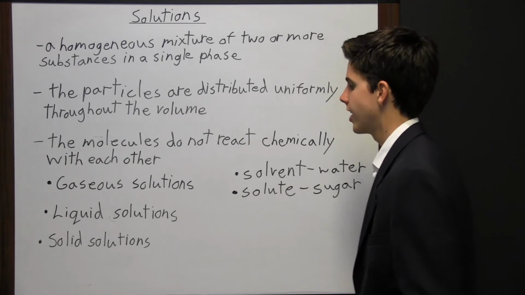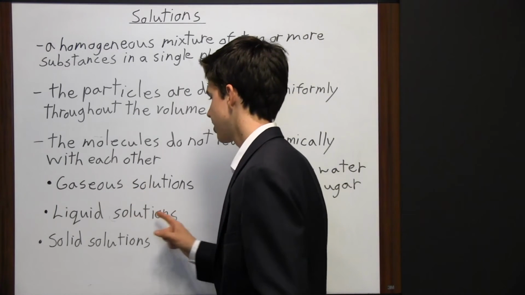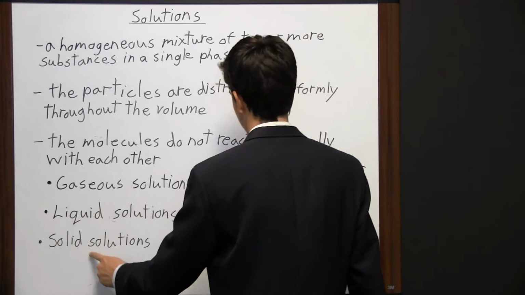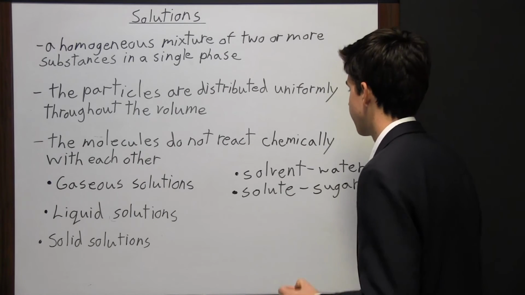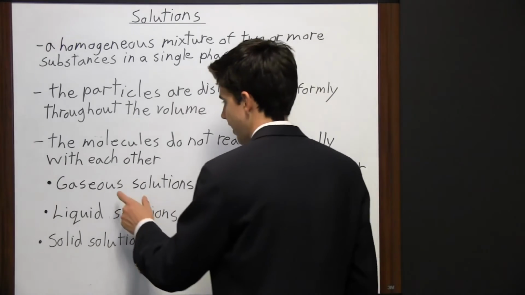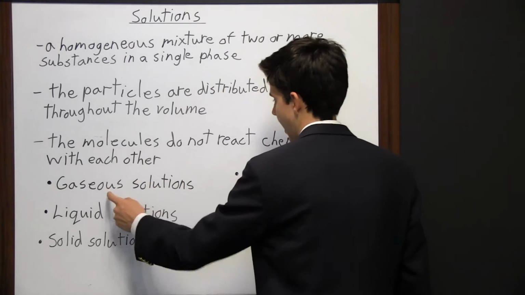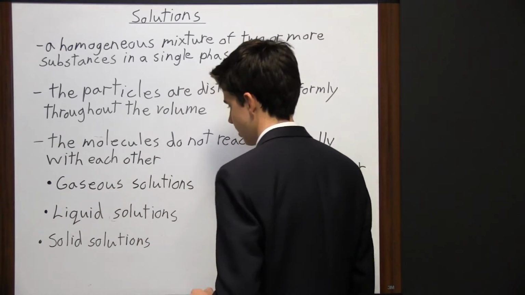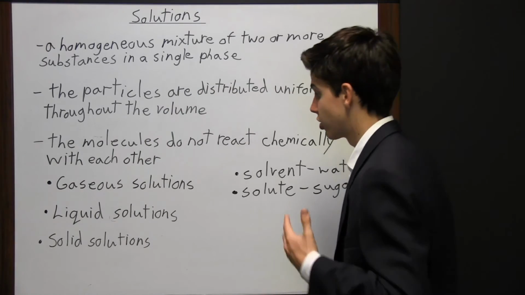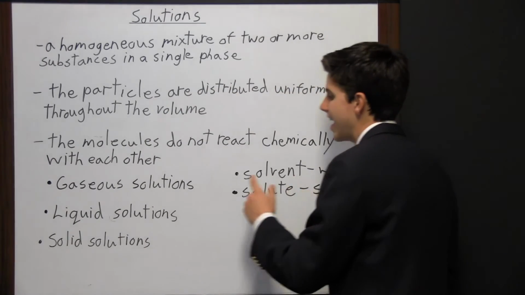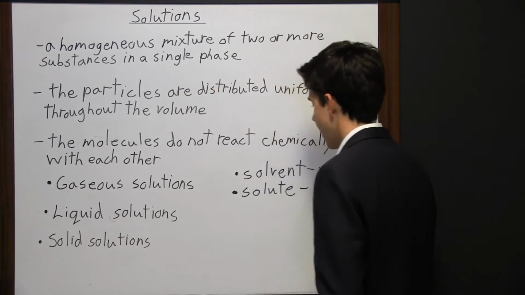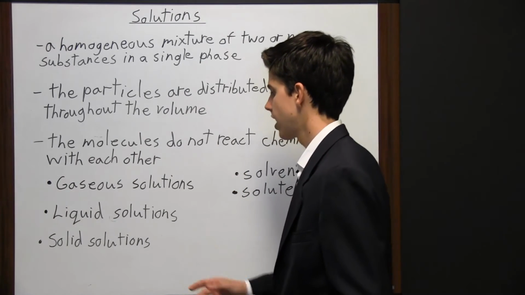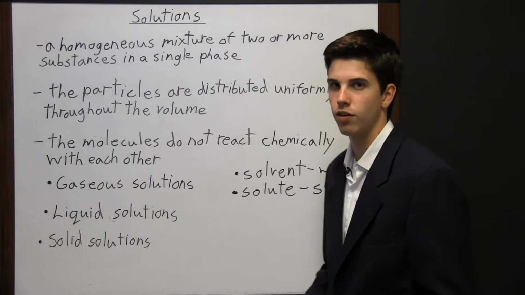Now, there are three different kinds of solutions: gaseous solutions, liquid solutions, and solid solutions. And now, the name associated with each kind of solution describes the phase of the solvent. So in the case of a gaseous solution, the solvent is in the gas phase. And in a liquid solution, the solvent is in the liquid phase. And then, I'm sure you're getting the picture, in solid solutions, the solvent is in the solid phase. And then the solute can be in any phase. So that's just three ways to classify a certain type of solution.